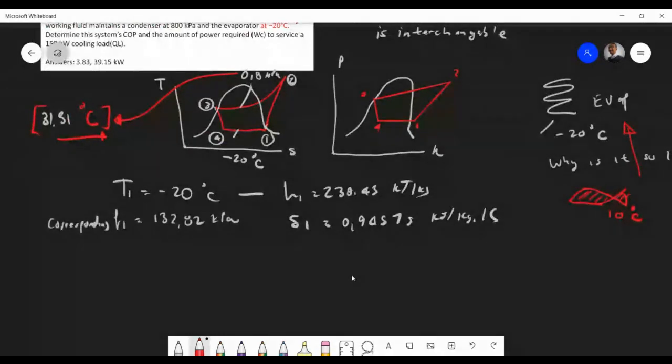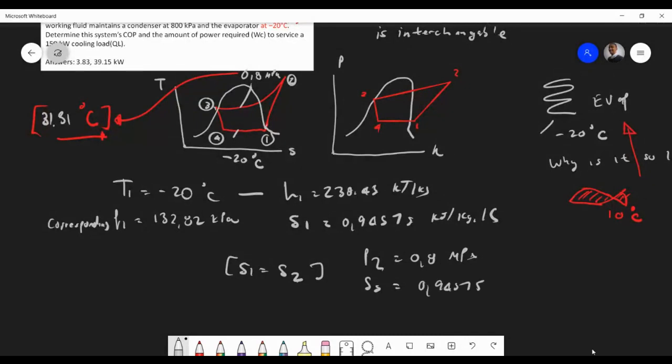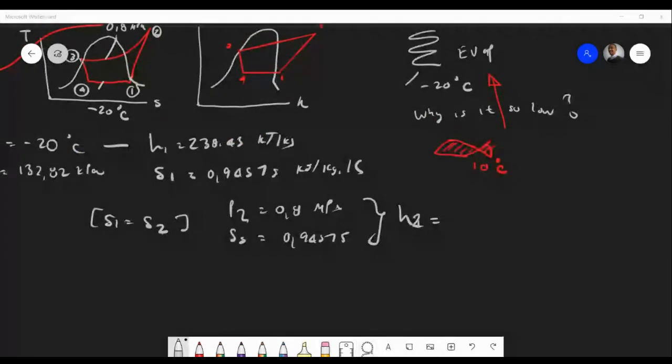But anyway, let's do the next step. So we know that S1 equals S2, and therefore now it's at a pressure of 0.8 MPa. So we know that P2 and S2, this is 0.8, and we need this, 0.94574 kilojoules per kilogram, and now we need to find our H2. Therefore, we do the same thing as a previous example. We have to go to our table and interpolate.